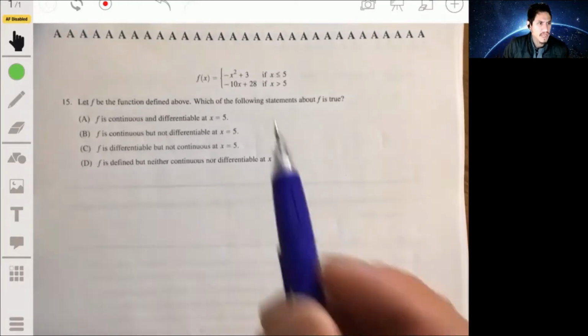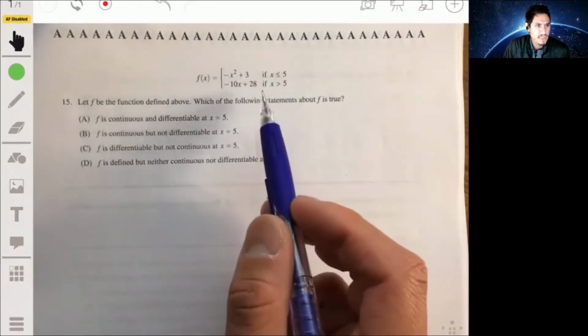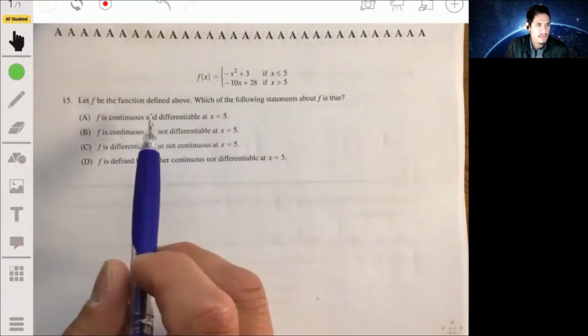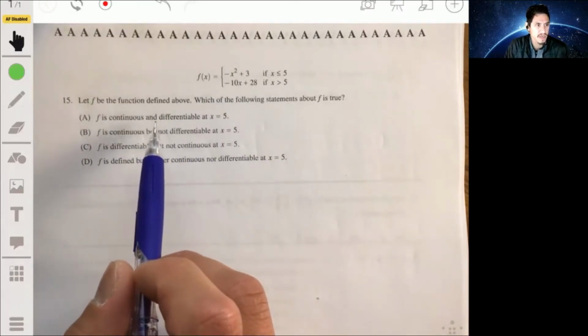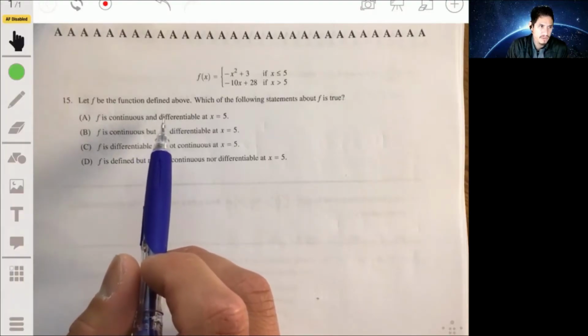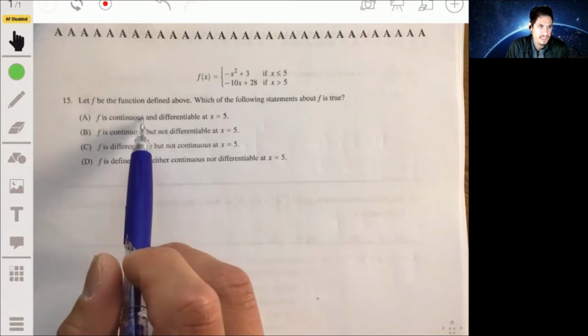All right, 15, we're given that f of x is defined as this piecewise function, and we want to figure out which of these is true. So it looks like each of these conditions are talking about whether the function is continuous and or differentiable. So let's first see if it's continuous.